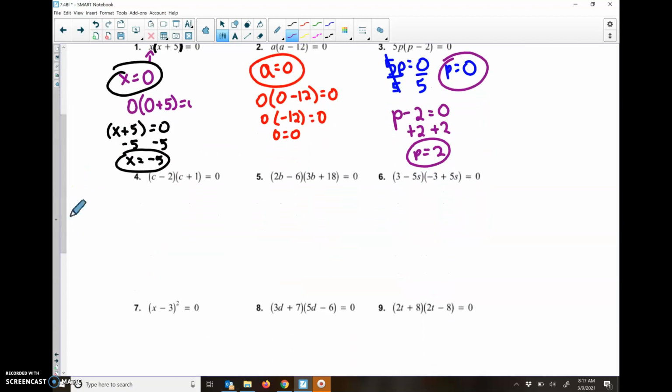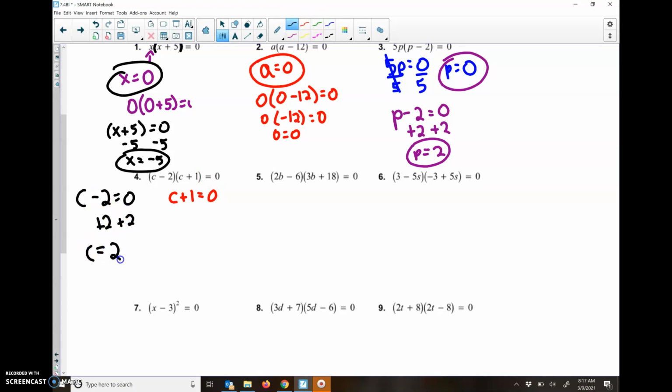Okay, those I think are a little more complicated because it's harder to set up. I really like problems like 5, 6, and 7 because they already kind of have it set up for you. You're just literally going to take both equations or both parentheses and set them equal to 0. So c minus 2 equals 0, and c plus 1 equals 0. And most of you are saying, Mr. Mullen, we did this like the second day of school. You're right, we did. So add 2 to both sides.